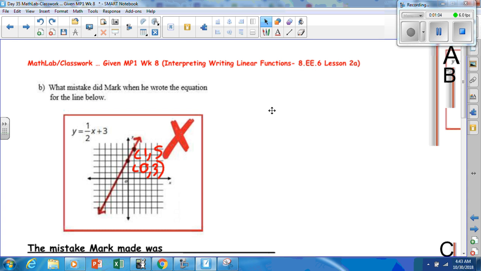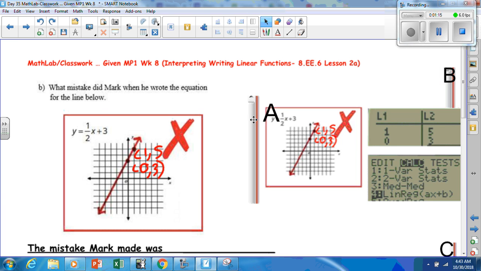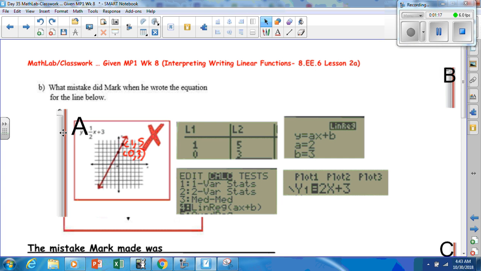So here's my xy table. 1, 0. Remember, my x's go under my x's and y's go under my y's. Put that into our stat calc. Hit 4 for linear regression. And what comes back to me is an equation that looks very different from Mark's. Here we have a 2 and not a 1 over 2.